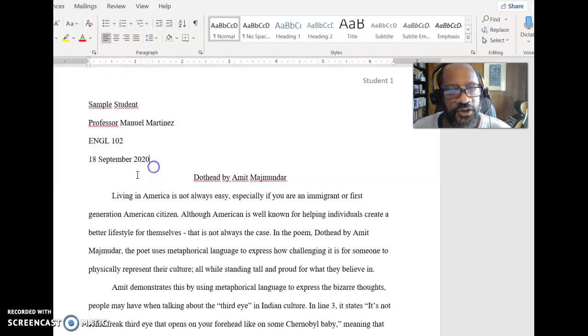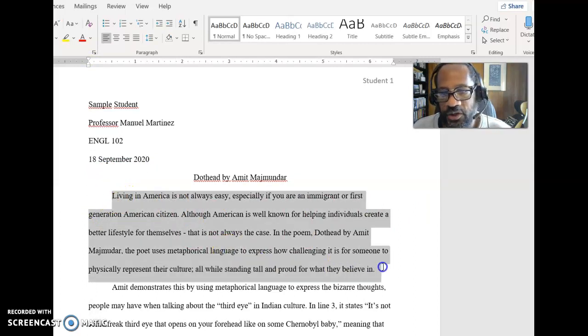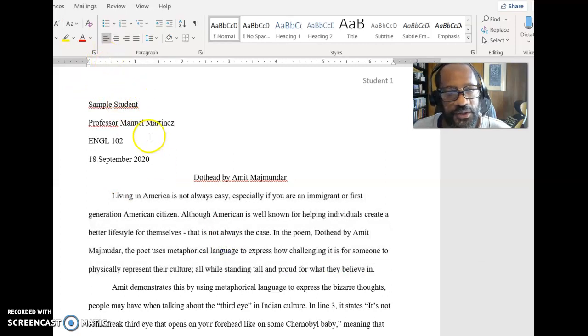And you can in fact do that if you're having problems with your margins anywhere else. You can bring your margins in or out using those buttons. So that's just some formatting things.